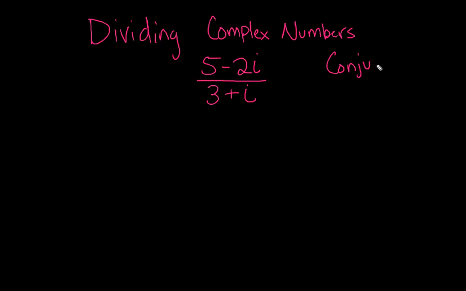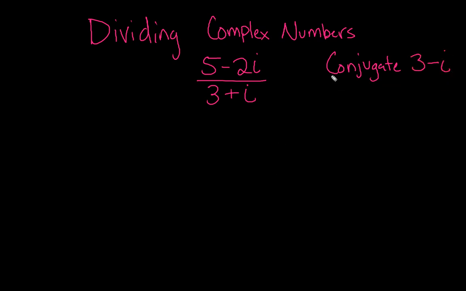And in order to divide these two things, we need to multiply the numerator and the denominator by the conjugate of the denominator. And the conjugate is essentially you're just changing the sign between the two. So right now we have a positive, it's 3 plus i. The conjugate is going to be the opposite, it's 3 minus i.